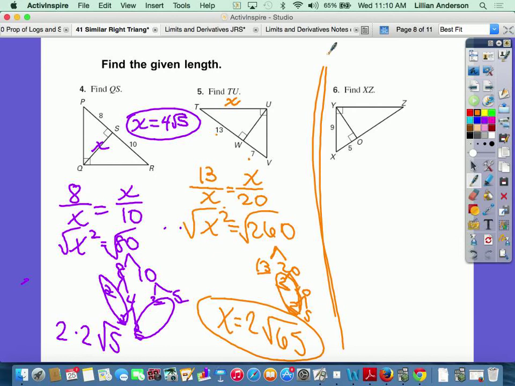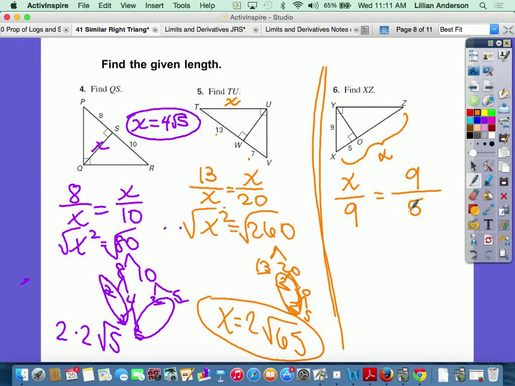XZ. What does XZ represent? Is it the part? Is it the adjacent part? Is it the whole thing? It's the whole thing. So the whole thing is X, what I'm looking for. What's my leg? 9. So 9 goes here, 9 goes up here. And then what's the part that's adjacent to the leg? 5. So there you go. That's how you would set this one up.